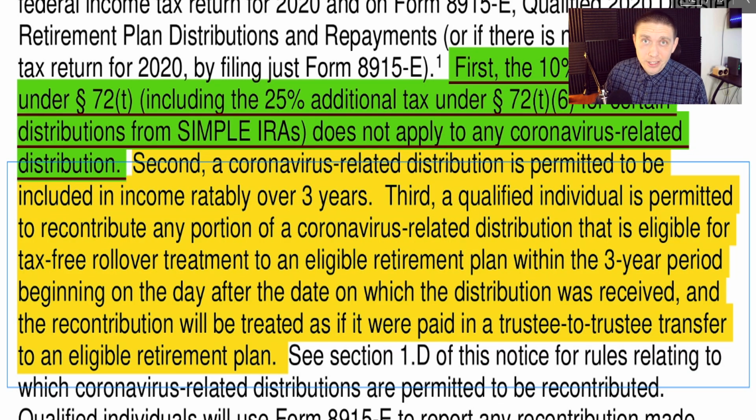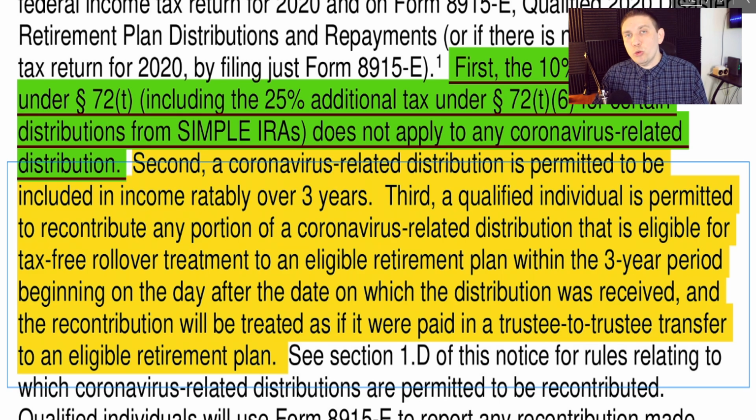Lastly on this, or thirdly, a qualified individual is permitted to recontribute any portion of a coronavirus-related distribution that is eligible for tax-free rollover treatment to an eligible retirement plan within the 3-year period, beginning on the day after the date on which the distribution was received, and the recontribution will be treated as if it were paid in a trustee-to-trustee transfer to an eligible retirement plan.